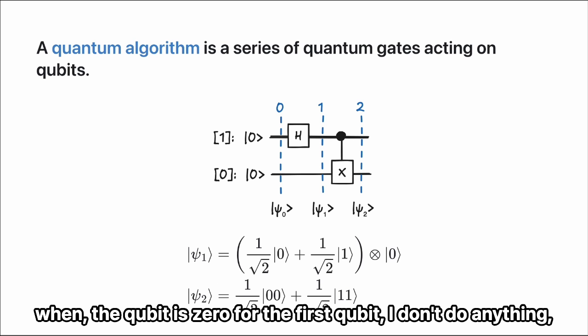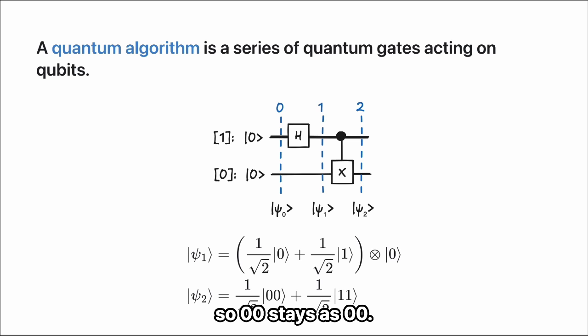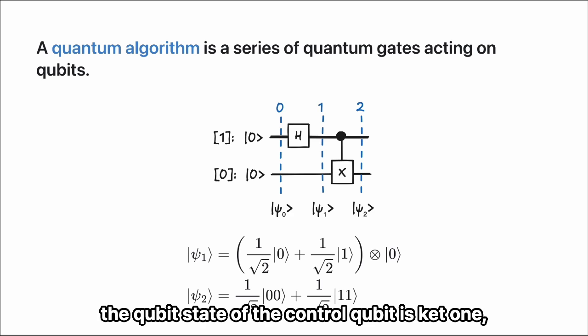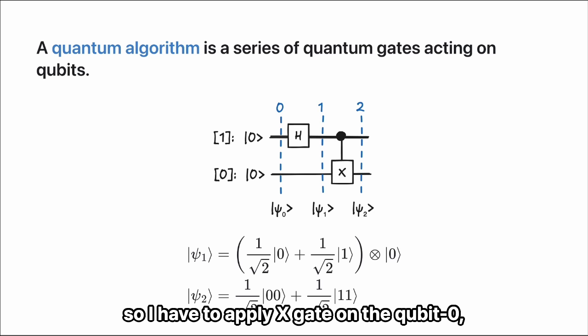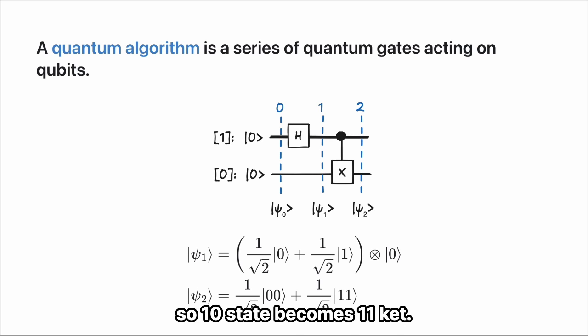And then let's apply the CNOT gate. When the first qubit is 0, I don't do anything, so 0, 0 stays as 0, 0. But look at the 1, 0 state. The control qubit is in state ket 1, so I have to apply the X gate on qubit 0. So the 1, 0 state becomes the 1, 1 ket.